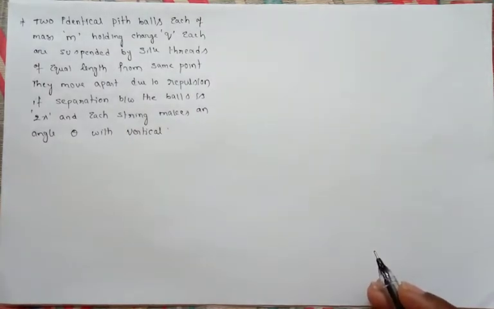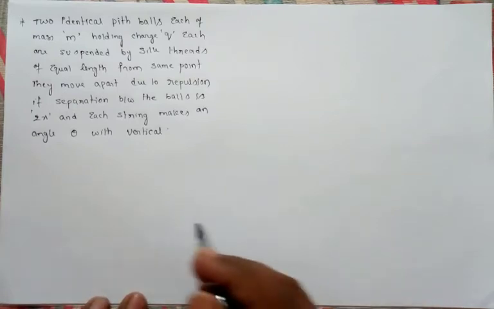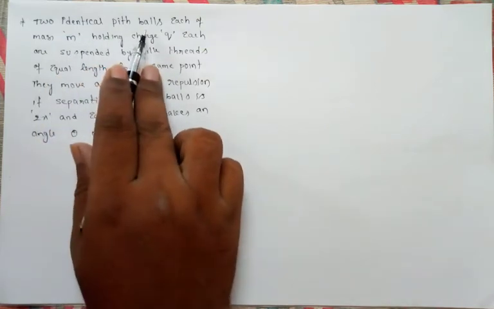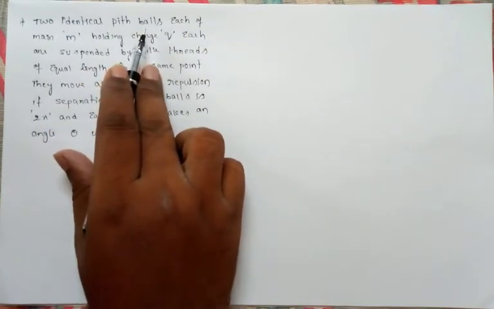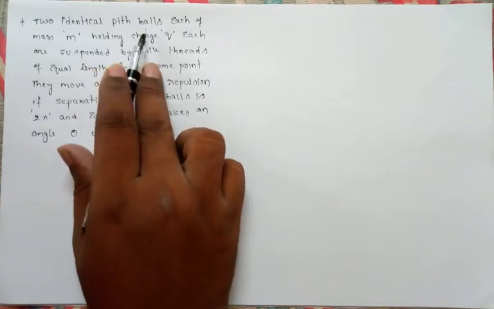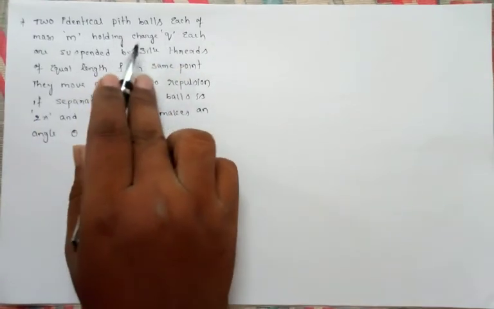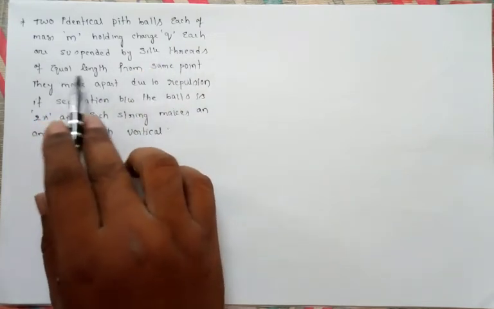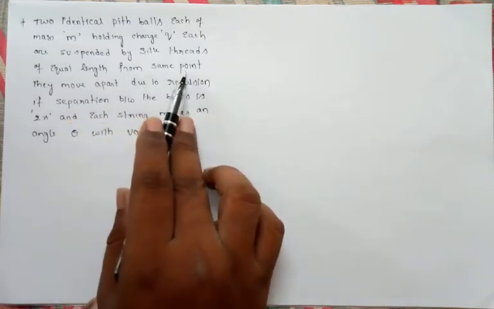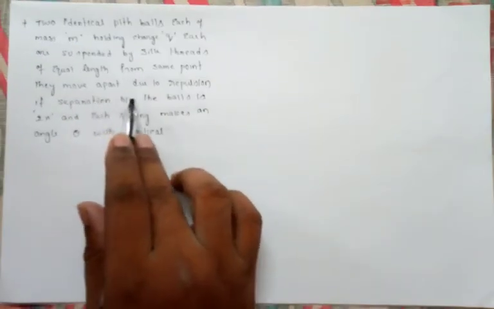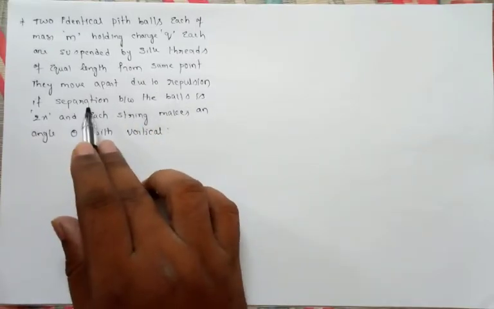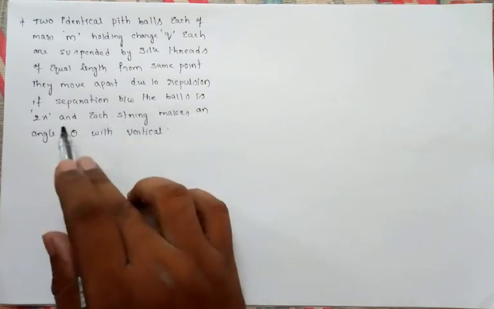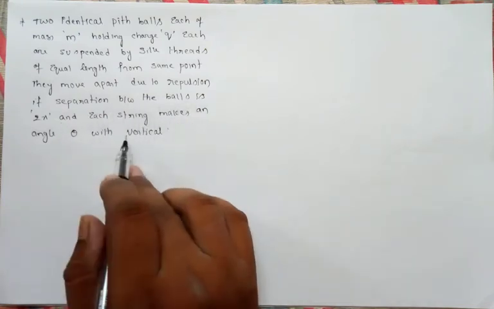And now we'll go for another important concept. Here, two pith balls, in the sense light foamy balls coated with conducting material, each of mass m holding a charge q, are suspended by silk threads of equal length from the same point of suspension, and they move apart due to the repulsion. Because of the same charge, the two pith balls repel each other. The separation between the balls is 2x. Each string makes an angle theta with the vertical.